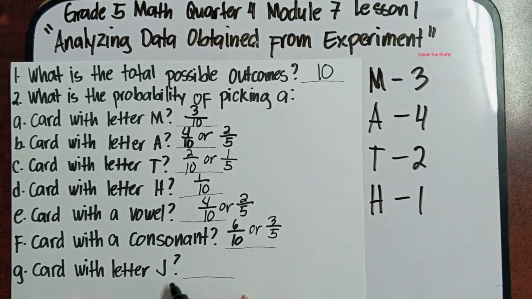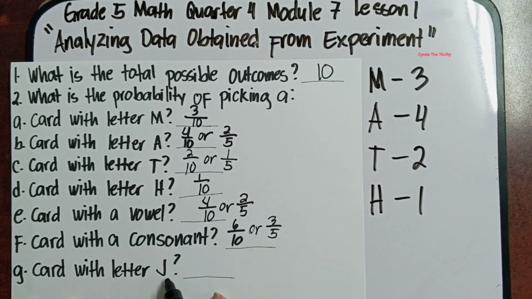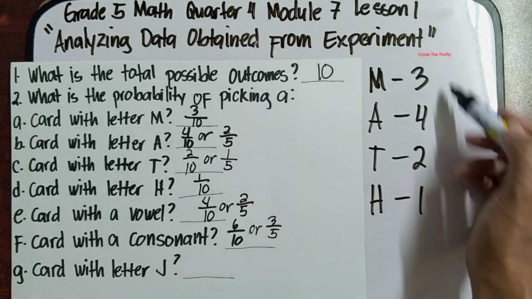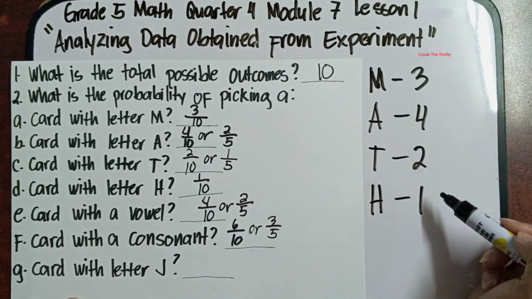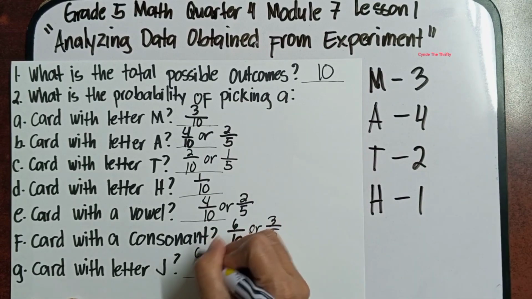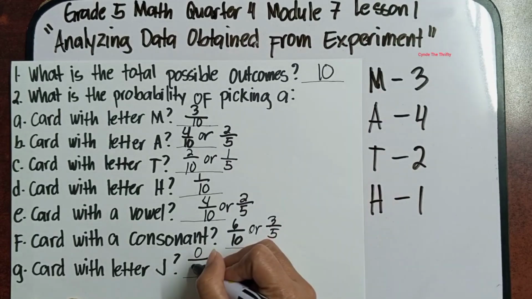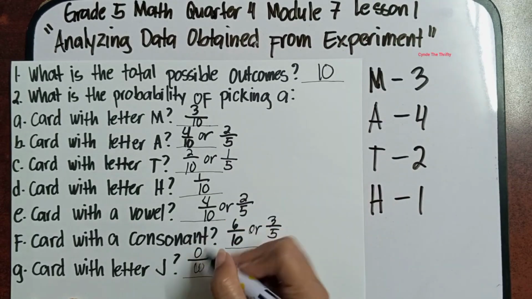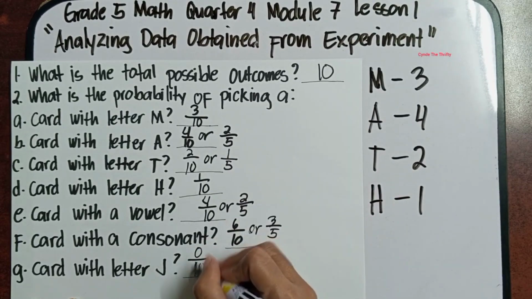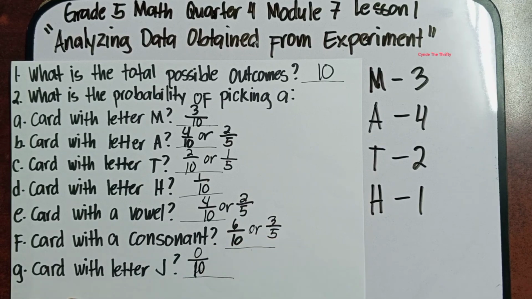Card with letter J. So, ano kaya ang probability na makakuha tayo ng letter J? Meron ba tayong letter J sa ating given or sa ating favorable outcomes? Wala. So, ibig sabihin 0 over ilan yung favorable outcomes natin? 10. So, 0 over 10 or 0 of 10.